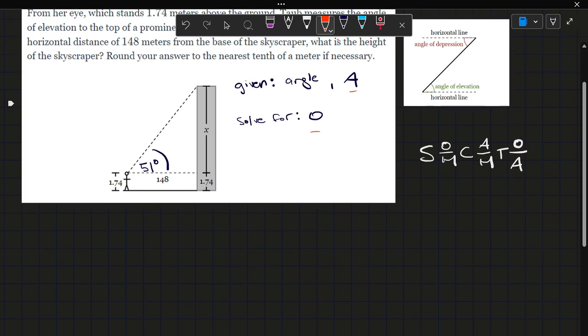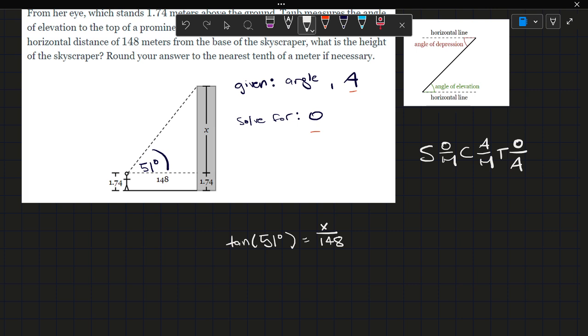So setting this up, that was just the bulk of the problem. Now we're literally just solving what we've been doing in class the last week. So that's going to be tangent of 51 degrees is equal to our opposite side, which is x. That's what we're looking for here. And our adjacent side, which is 148. And as a quick reminder, remember tangent of an angle spits out a ratio. So that's why our equation looks like that, and that's why we're not doing inverse of tangent.